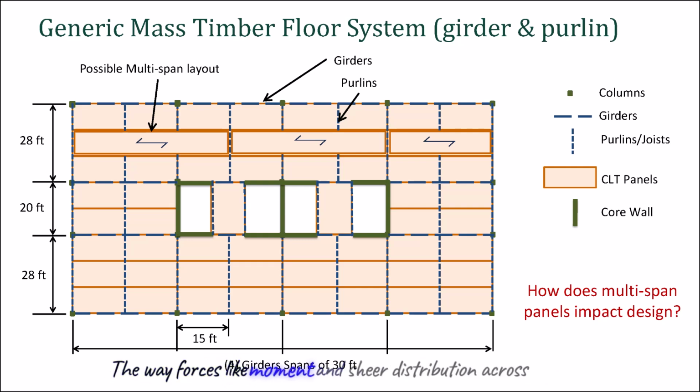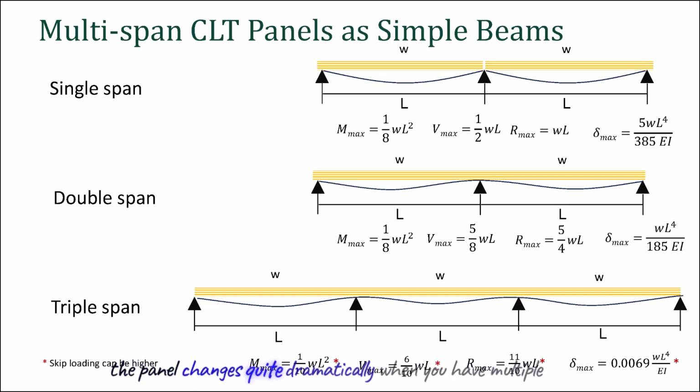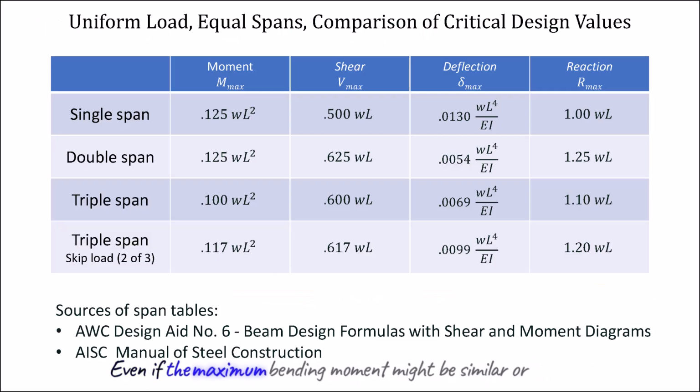The way forces like moment and shear distribute across the panel changes quite dramatically when you have multiple supports compared to just a single span. How so? Well, for instance, the maximum shear force can actually be higher in a double span setup compared to a single span of the same length. Even if the maximum bending moment might be similar or even lower in some spots, the reactions at the supports also change. Interesting. So it's not always better to have more supports, necessarily. Not necessarily simpler from a peak force perspective everywhere. It really depends on what you're looking at: moment, shear, deflection.